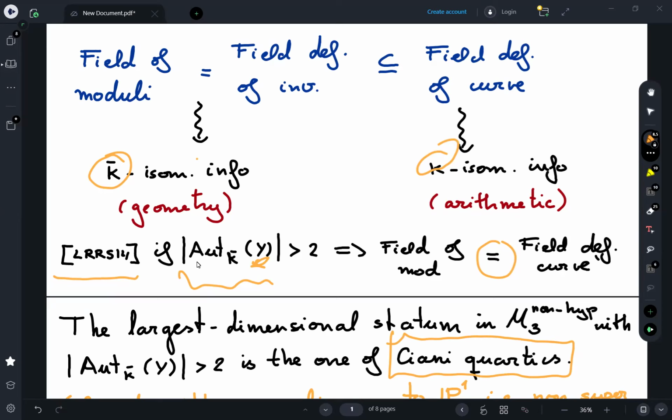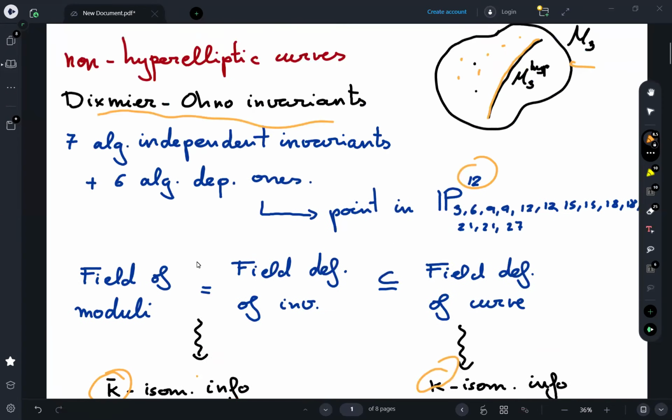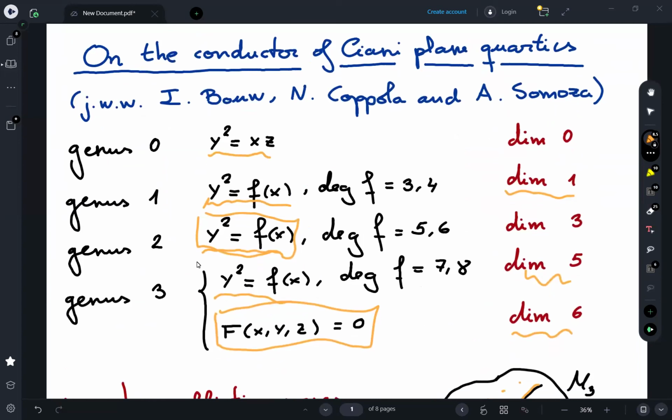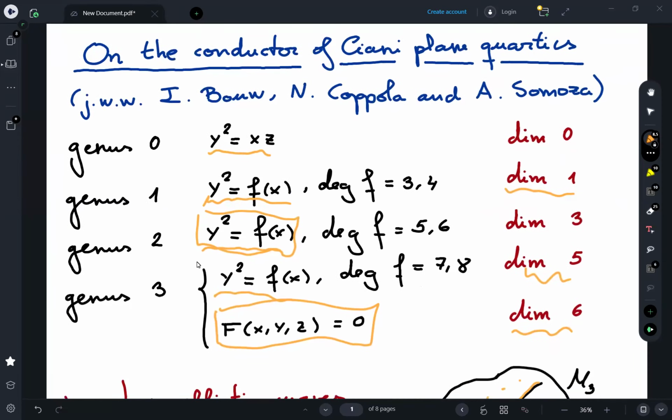Also, Ciani quartics, as you will see, have other interesting properties, because we want to study something that is still generic enough, even if we are making this restriction about assuming the curve to have extra automorphisms. And as we saw before, the hyperelliptic curves, given by an equation of the form y squared equals f of x, have been really studied by many people.